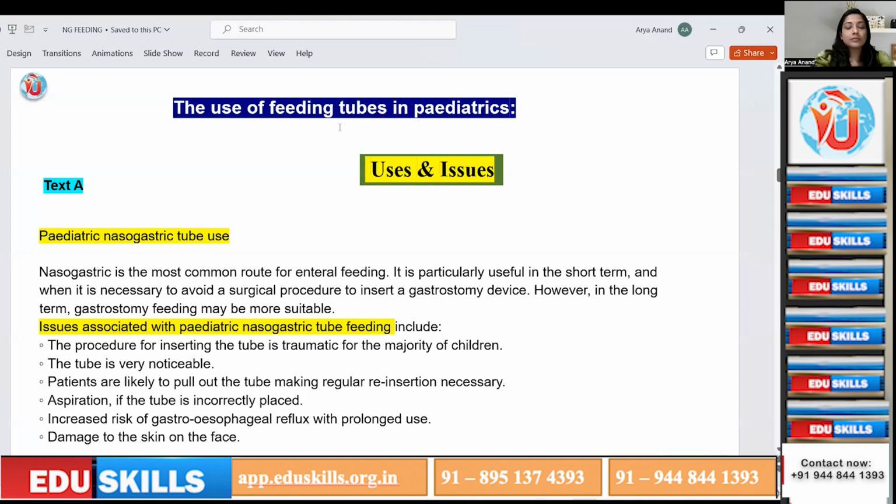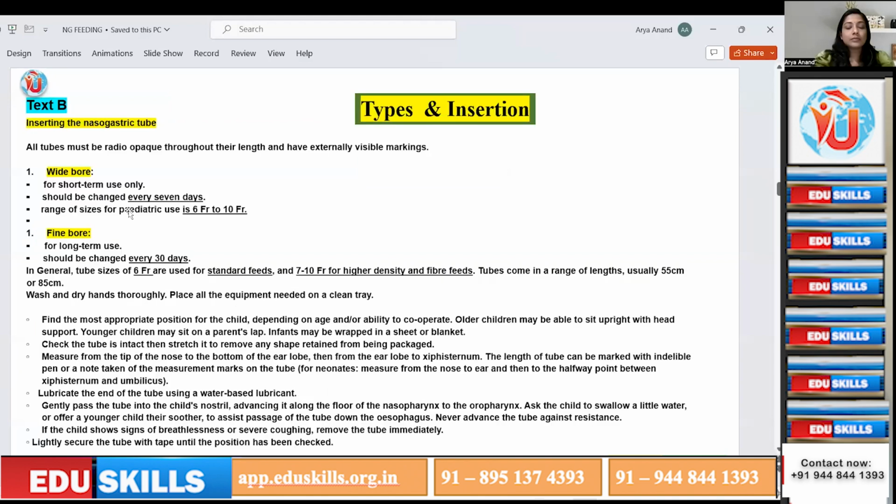Okay, fine. Now we are moving to text B. Here, inserting the nasogastric tube. Here they have mentioned wide bore and fine bore, so two types they have mentioned, and then the procedure of inserting the nasogastric tube. Here also time they have mentioned, every 7 days, then size of the tube 6 French to 10 French, then again every 30 days fine bore, then 6 French. Then they have discussed the insertion of this NG tube. Fine, so this much is enough. Here they have mentioned types and insertion. So I just named it as insertion. Okay, so you have to understand what it includes.